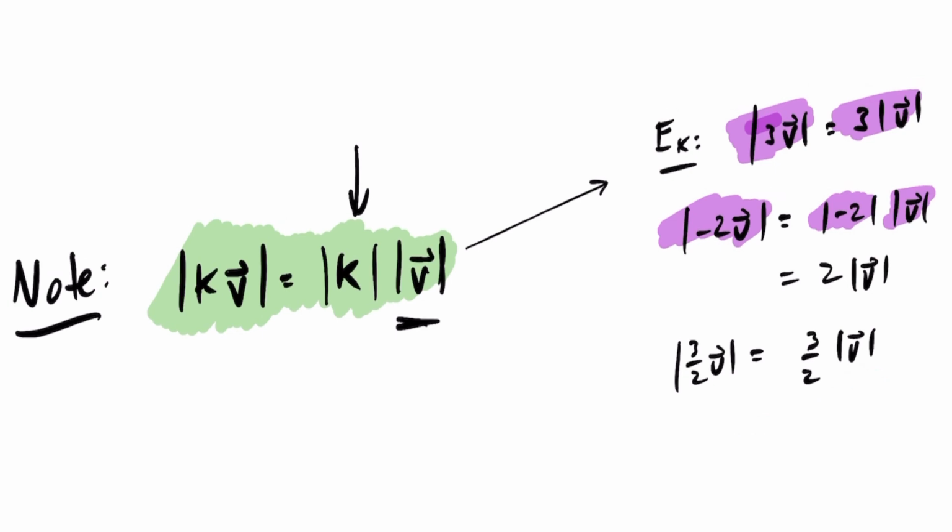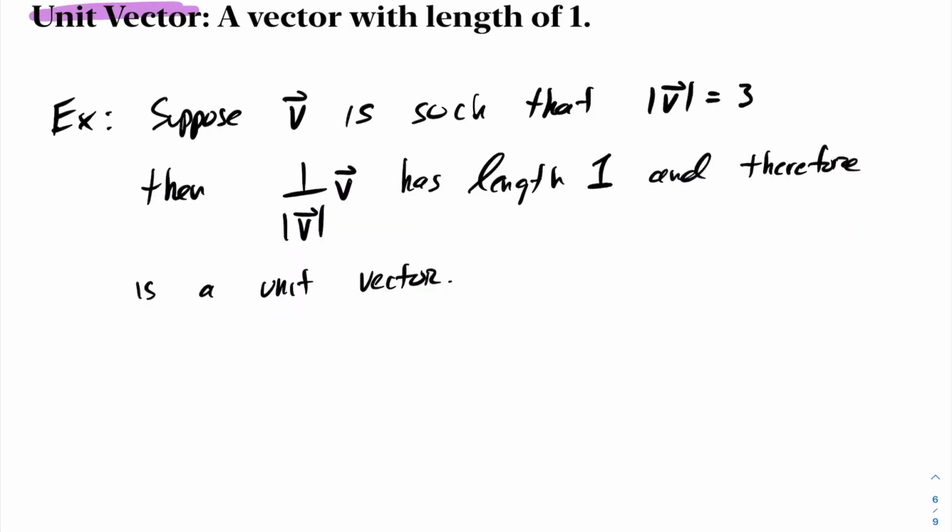Let's take a look at an important vector that requires scalar multiplication. A unit vector is a vector that has length of 1. So anytime you have a vector that has a length of 1, you would refer to that as a unit vector. Now you can always create a unit vector. So for any vector v, let's say that vector in this example has a length of 3. The only thing you have to do is multiply the vector by the scalar multiple 1 over 3, and it will automatically have length of 1.